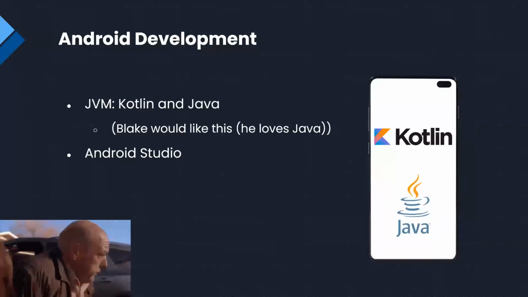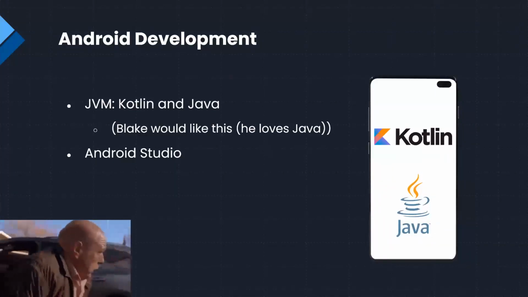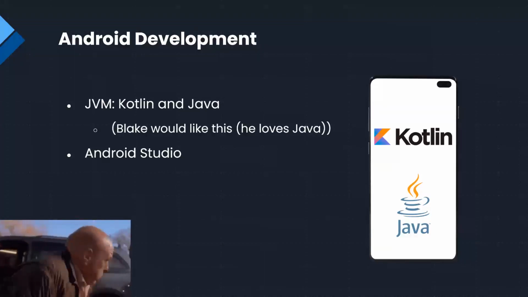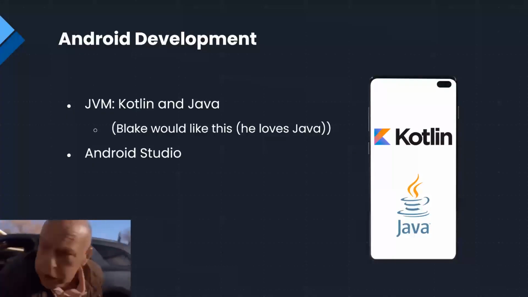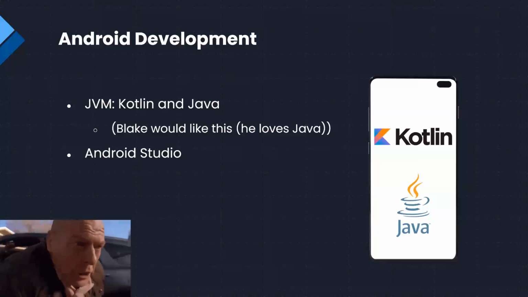So pretty big difference between Android and iOS development. In general, Android uses Kotlin and Java. The official language is Kotlin. It used to be Java, but now it's Kotlin. Both use the JVM, Java Virtual Machine. And Google came out with this thing called Android Studio, which is basically an IDE based off of IntelliJ. If you took programming one with Java, then you've probably used IntelliJ. It's a really good IDE.